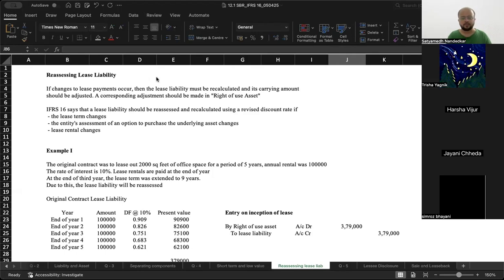Thank you. Most welcome. And here, whatever is the difference in the present value of lease payments, you incorporate that in the lease liability, and the corresponding impact you will have to give in the right of use asset. Okay? Yes. In lease modification, there are actually quite a lot of things that are not in our SBR syllabus. There are many other things in it.